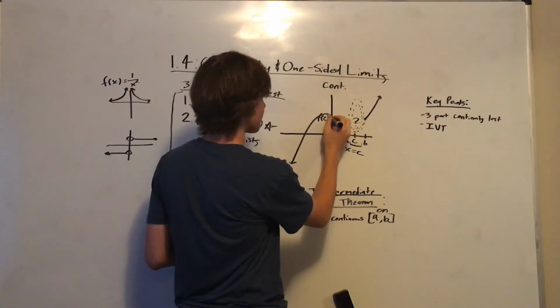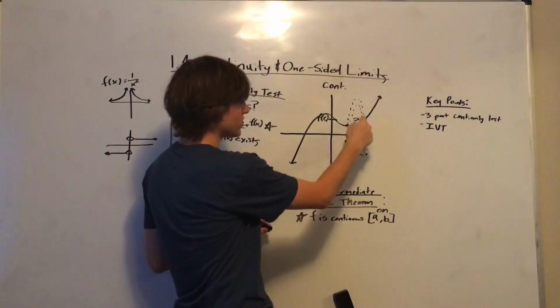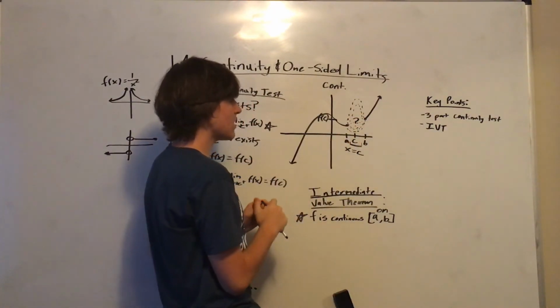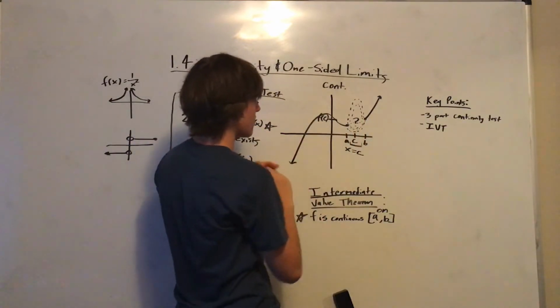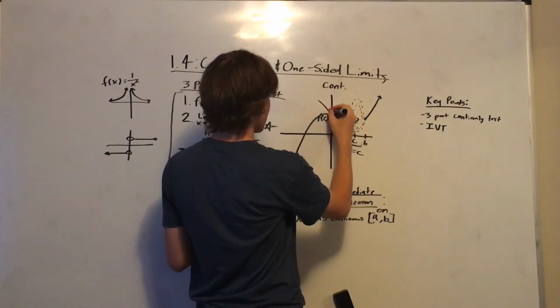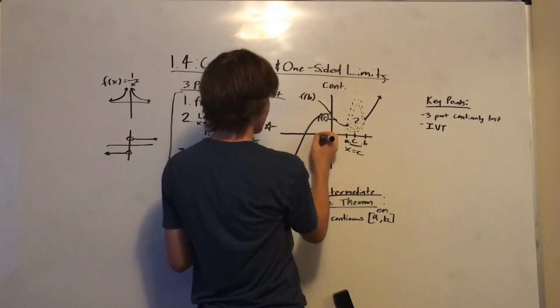Sorry about that, guys. So no matter what line that you draw, the function is going to pass through f of c, because f of c is between f of a and f of b. We could show that right here by putting our little f of b and f of a in there.